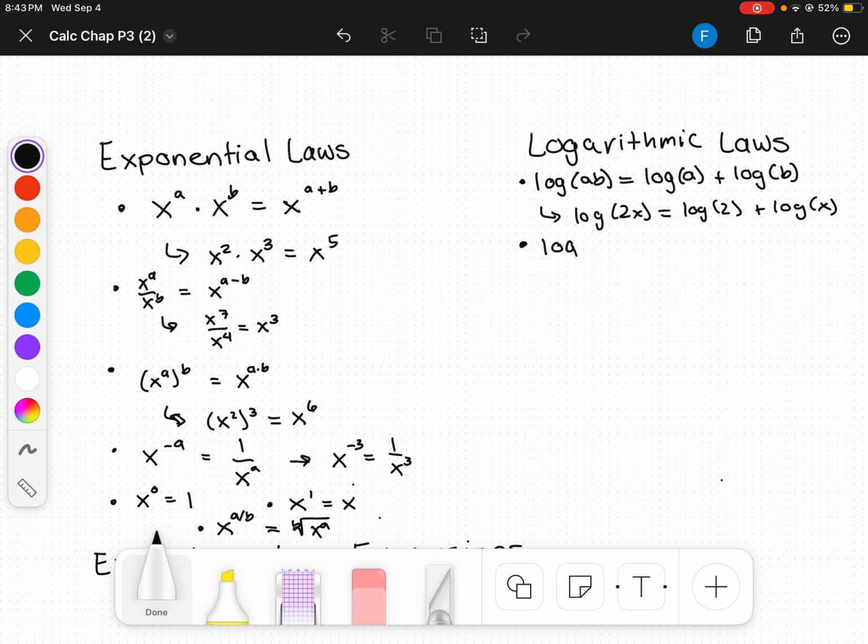Another rule for us, or law, if you ever have log of a divided by b, I can rewrite that as log a minus log b.